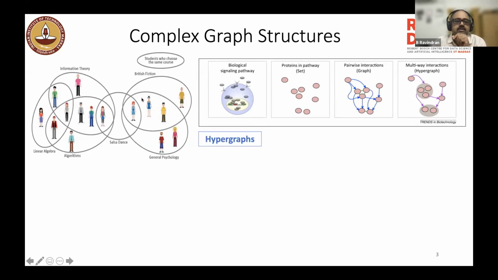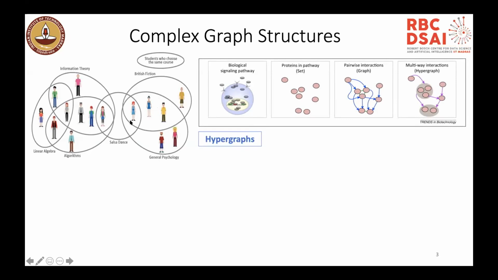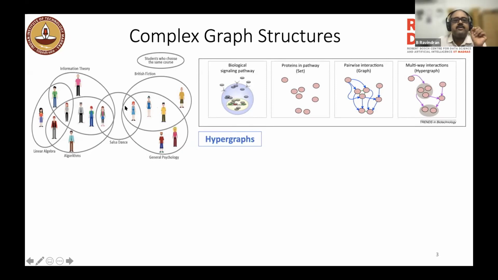So where you still have your nodes, which are the entities, but then instead of an edge connecting two nodes, you'll have an edge that connects multiple nodes. So here you can see that this is a hypergraph denoting students who are in the same class. So here is one class that has 5 students, you connect them all together.